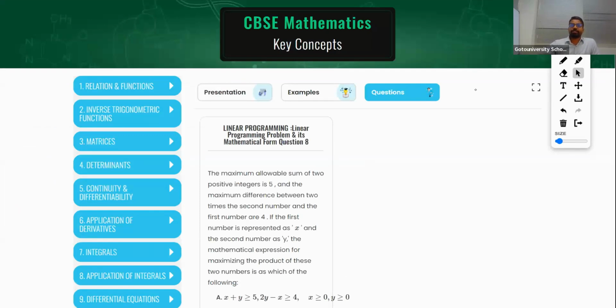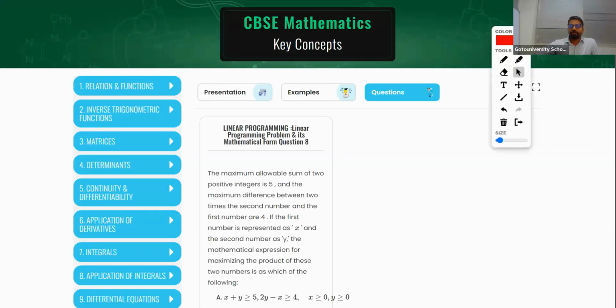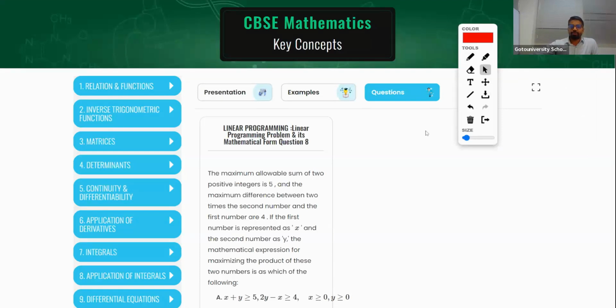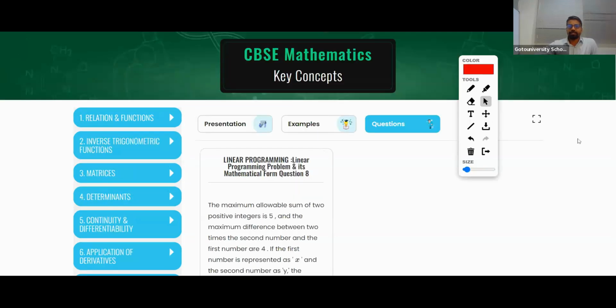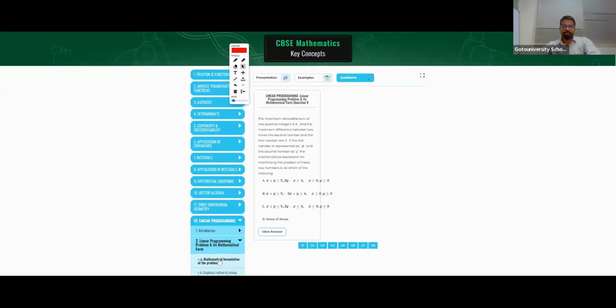Now let us try to understand the actual approach to solve these graphs. Shall we go for that? Yes. Quickly we'll try to understand, by solving some questions, how to solve these linear programming problems with graphs.